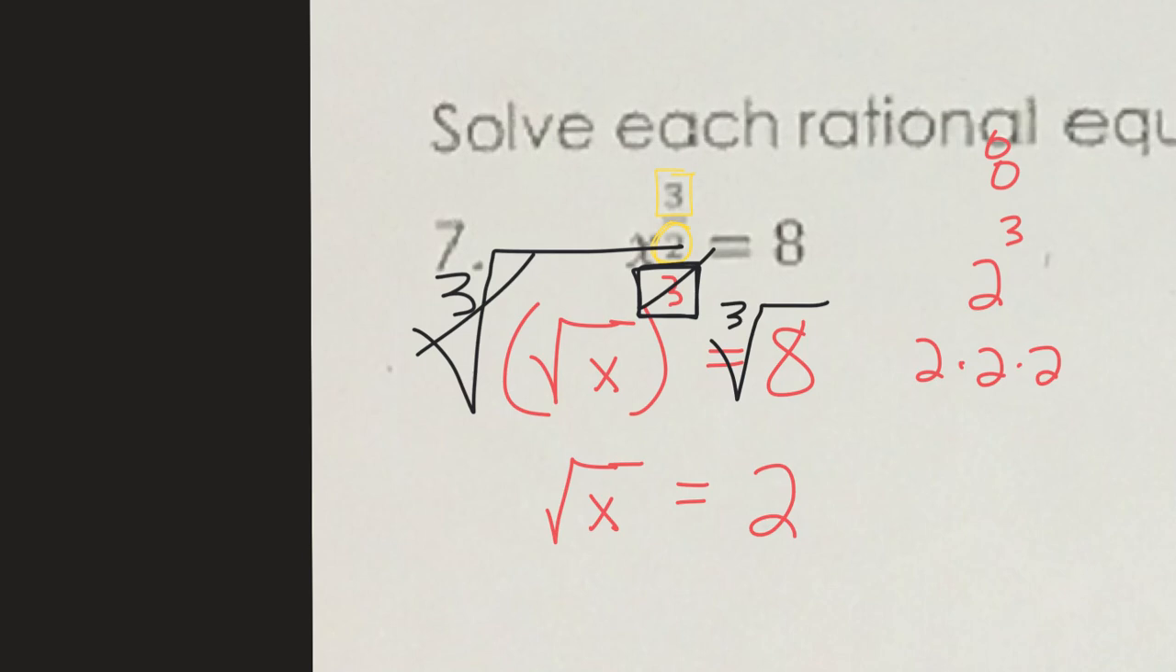So the cube root of 8 is the number 2. Okay, so now that we've gotten rid of that, we can now square both sides. To get rid of our square root, we're going to square it. And what is the square of 2? 4. 4 is your answer.